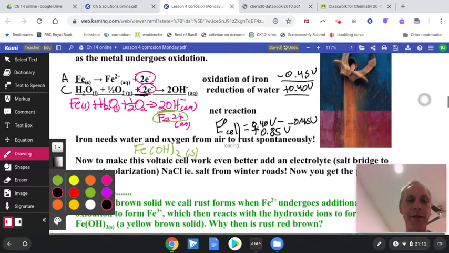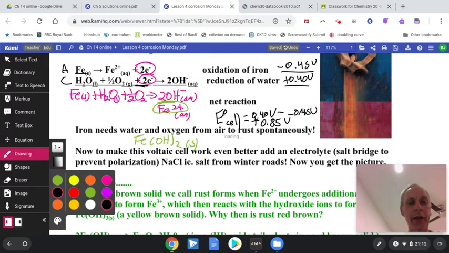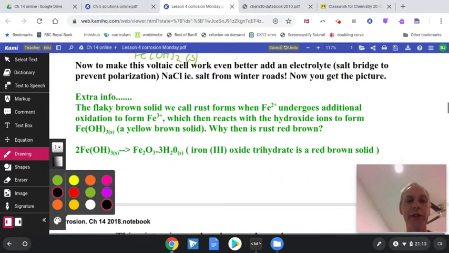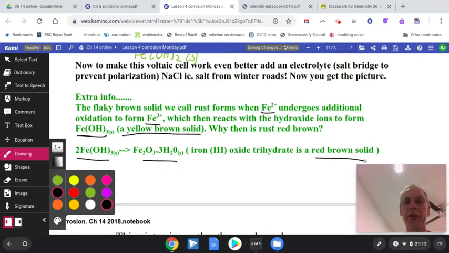Wouldn't that be convenient? Okay, so iron needs water and oxygen from the air to rust spontaneously, and we can see it's spontaneous because it's positive. Positive cell potential means a spontaneous voltaic cell. A little extra information, Fe2+ can lose another electron and form Fe3+, which then makes Fe(OH)3. This is the more common form of rust that you'll see, that yellow brownish solid. And then it can also grab onto 3 water molecules and turn to a red-brown solid.